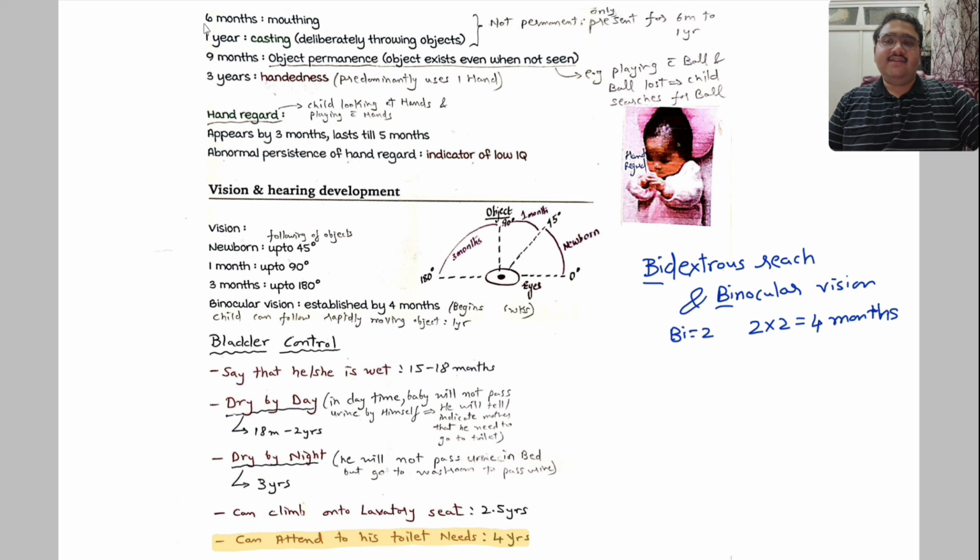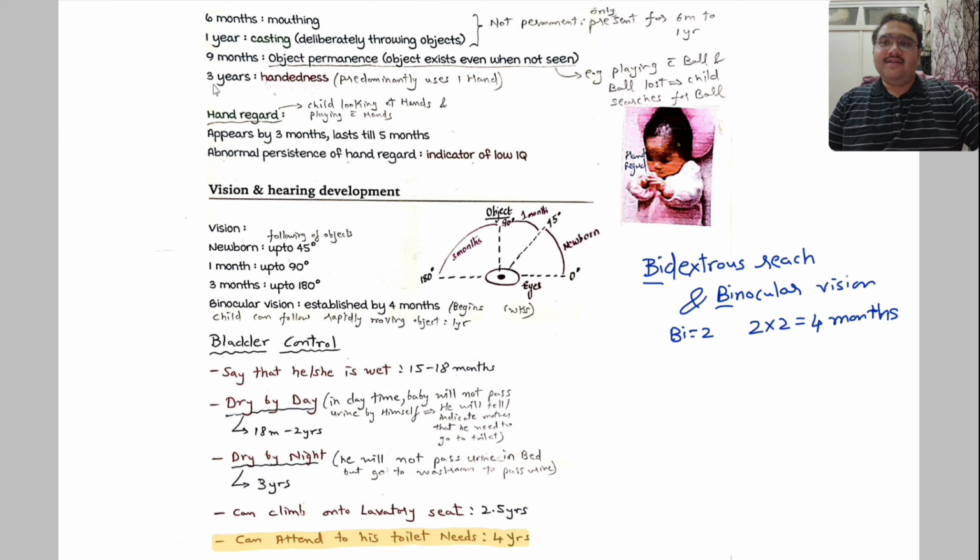Other milestones at 6 months, mouthing. Like child puts object in his mouth. Then 1 year, casting, deliberately throwing objects. Mouthing and casting are not permanent, they are only present for 6 months to 1 year. Then at 9 months, object permanence means objects exist even when not seen. That is, if a child is playing with a ball and suppose the ball is lost or parents took the ball, the child will search for the ball.